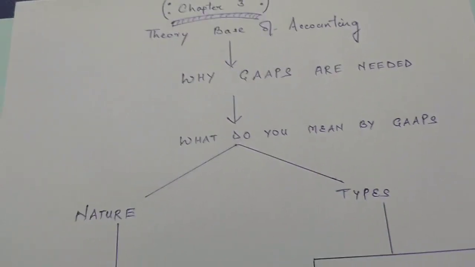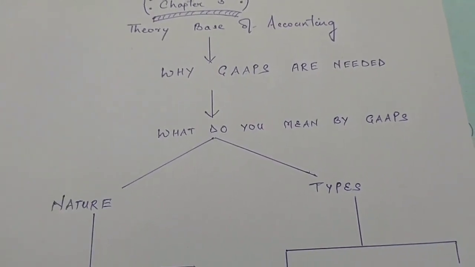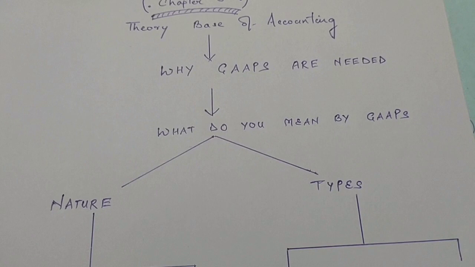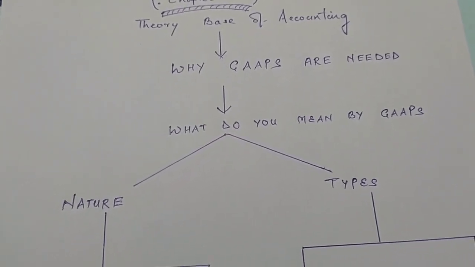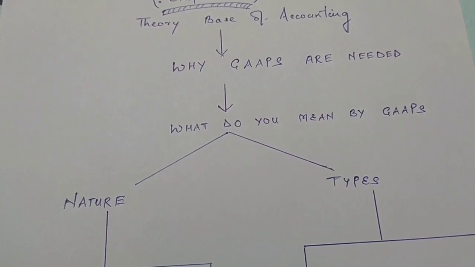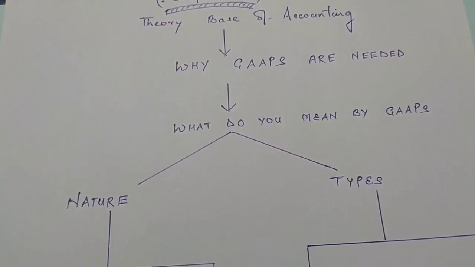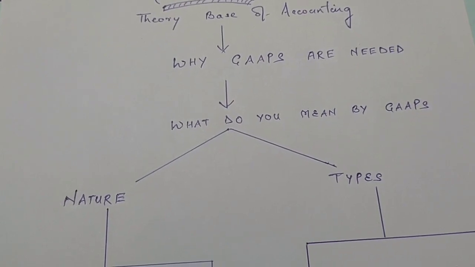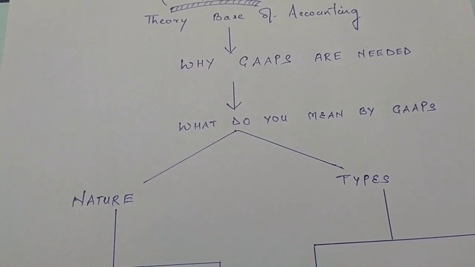The next point is, what do we mean by accounting principles? Accounting principles are guidelines, they are boundaries within which accounting has to be done. Accounting principles help us in preparing the financial statements of the business. Now, the next topic is the nature of accounting principles.